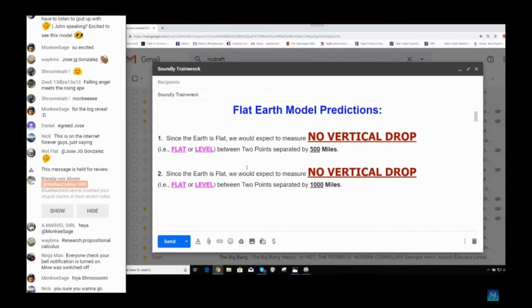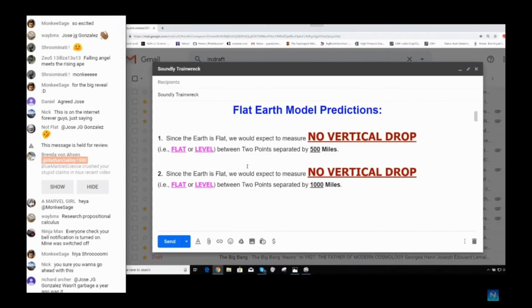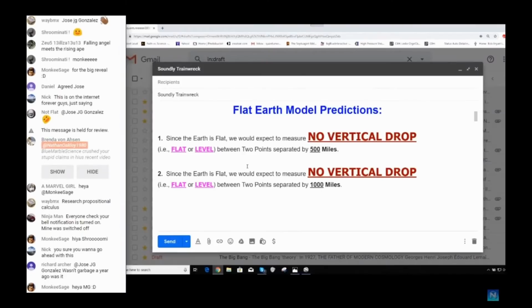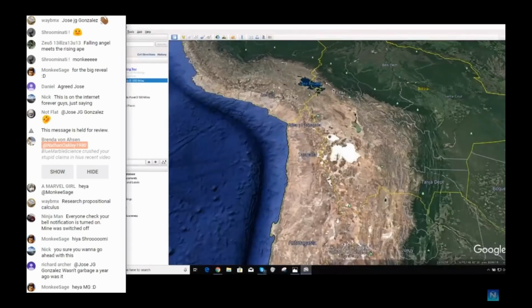So, without further ado, on behalf of the Supreme Council and my highly esteemed and distinguished colleague who has been knighted, Sir Nathan Oakley, it is my honor and privilege to present the only model of the Earth that has seen the light of day over the past 4 years. Here it is.